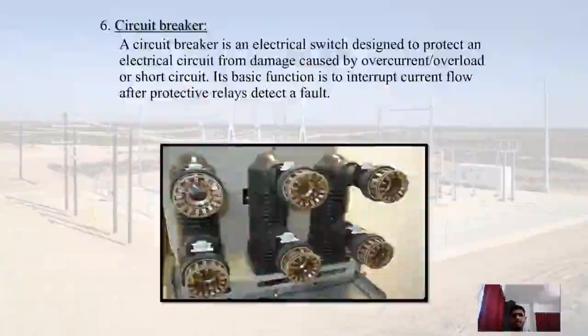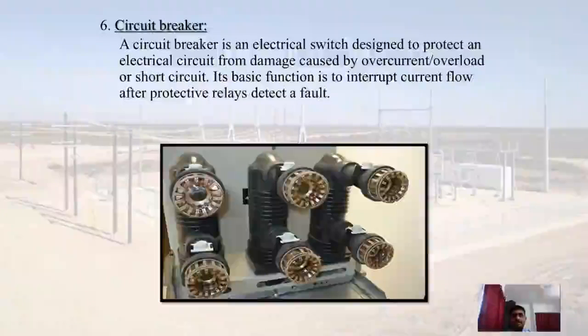In the next slide, we are going to see the next element, that is circuit breaker. A circuit breaker is an electrical switch designed to protect an electrical circuit from damage caused by overcurrent, overload, or short circuit. Its basic function is to interrupt current flow after protective relays detect a fault.